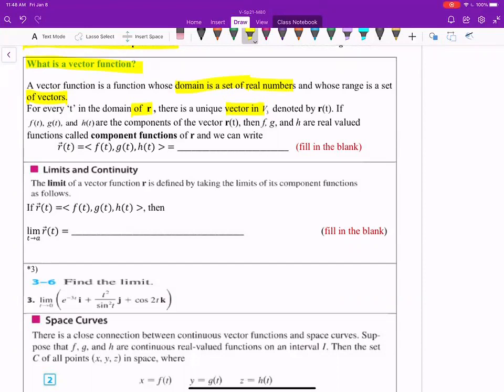If f of t, g of t, and h of t are components of the vector R of t, then f, g, and h are real valued functions and they are called component functions of R. And we write R of t as f of t, comma, g of t, comma, h of t. This is in the angle bracket form. If you write that in ijk form, you can write that as f of t i plus g of t j plus h of t k.